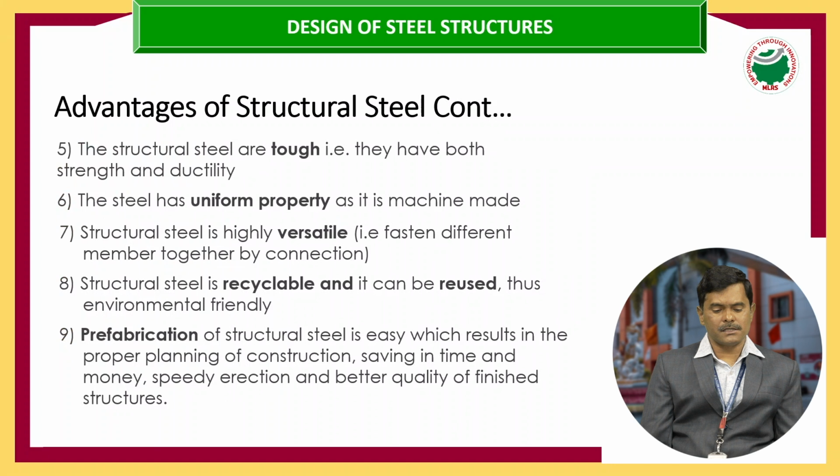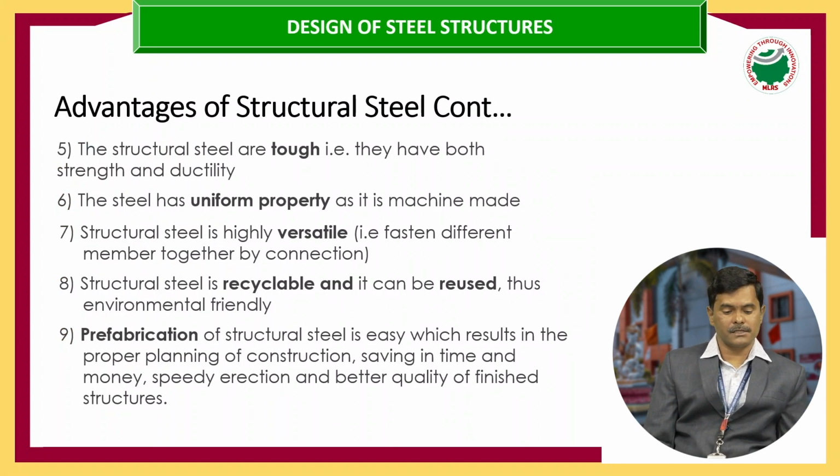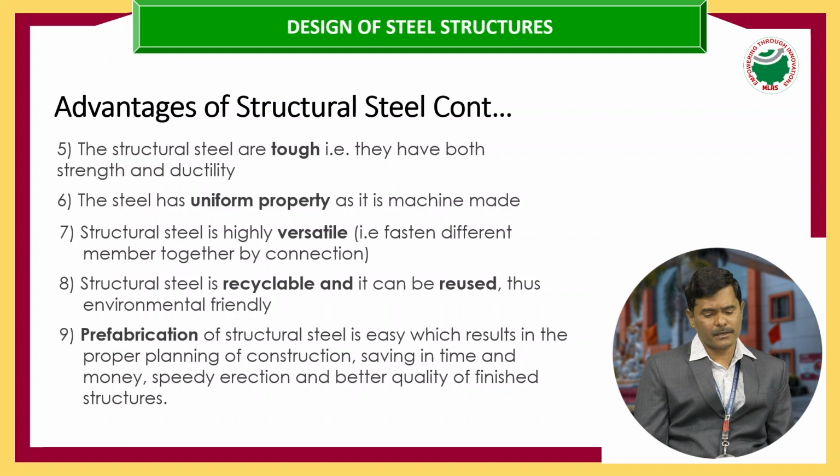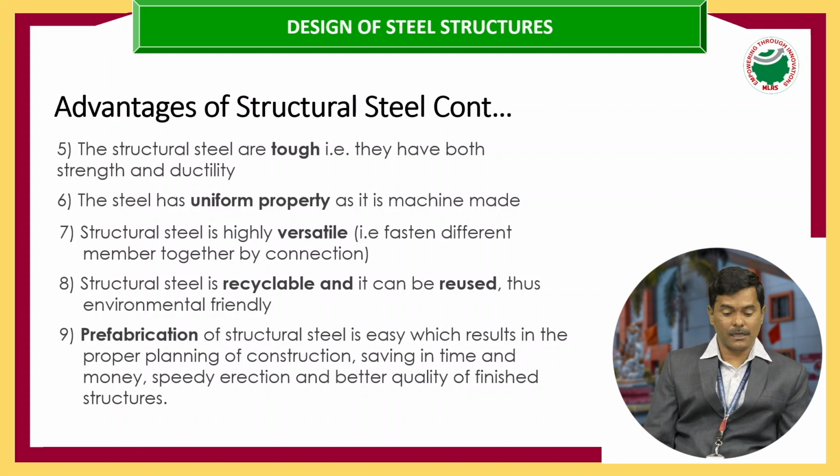And structural steel is tough. That is, they have both strength and ductility. And steel has uniform property as it is machine made. And structural steel is highly versatile, that is, we can fasten different members together by connections. And structural steel is recyclable and it can be reused, so it is environmentally friendly.